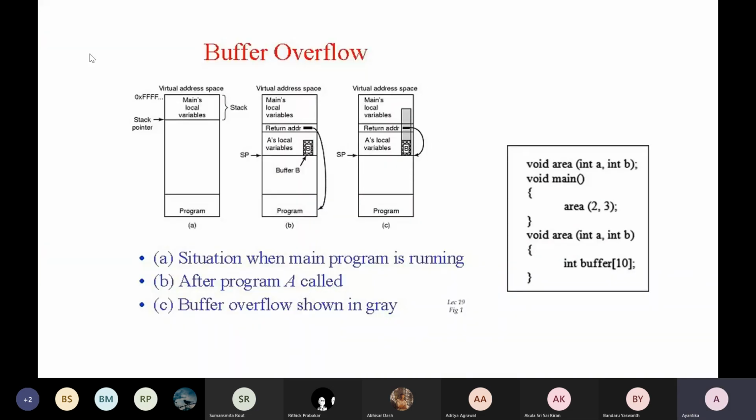We started discussing this buffer overflow. We have discussed it only partially because this is a very important attack, and we had a plan to show a demo. You will also work on the demo. Your assignment will be related to that, and we will discuss much more about this buffer overflow.